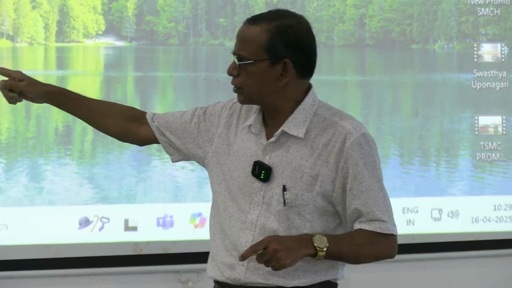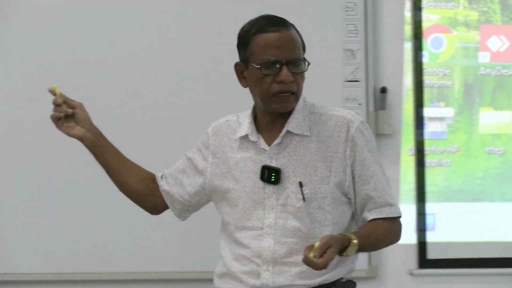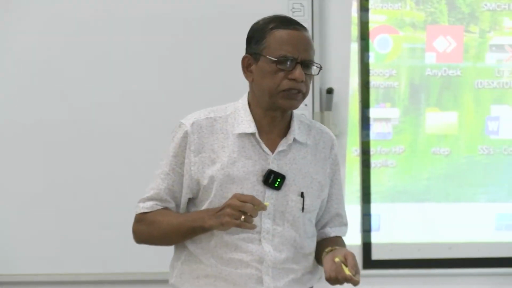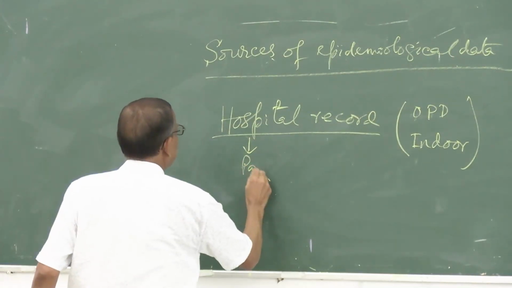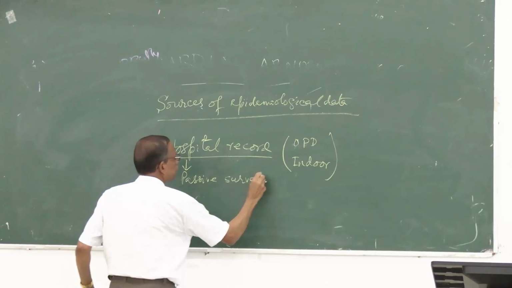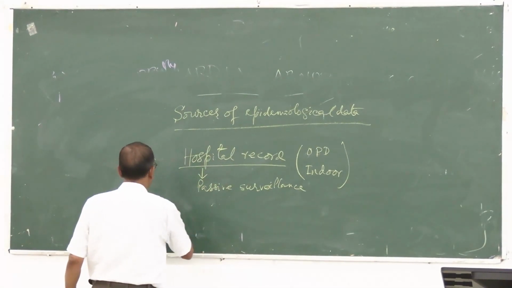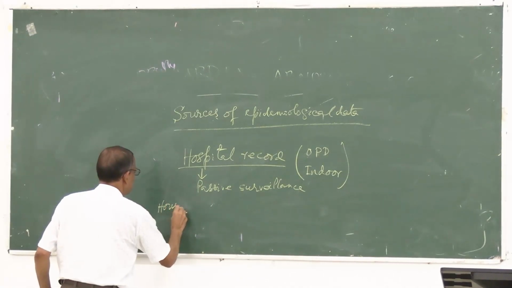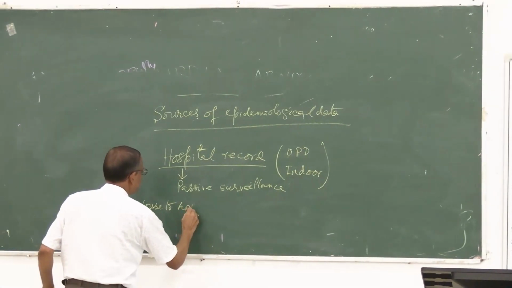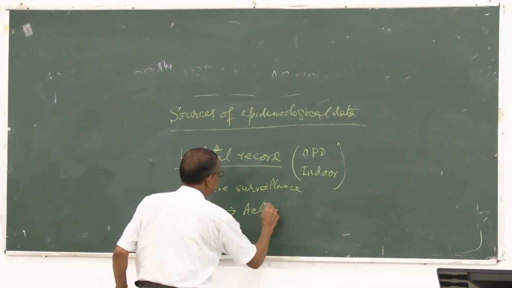Clear? One is hospital based data, that is the passive data, passive information. Another is active information by doing house to house visits. When we are visiting from house to house, this is active surveillance.